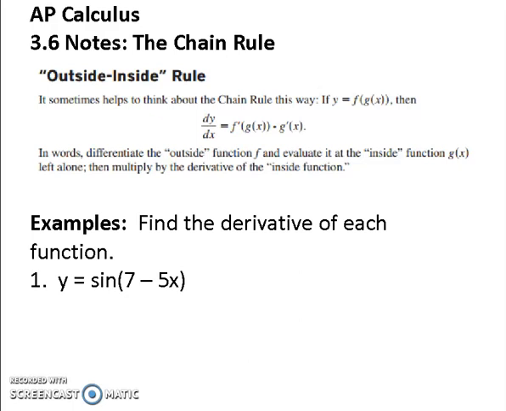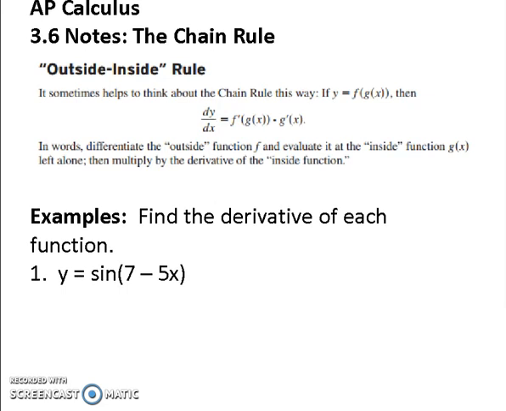In AP Calculus for section 3.6, which is on the chain rule or derivative of composition functions. So a composition function is when you have functions inside of other functions. It can be written in exact function notation as f of g of x. So you would have one function, the g function, that would be written inside of the f of x function.